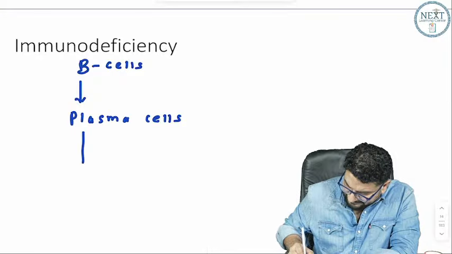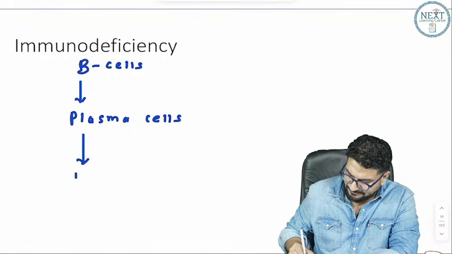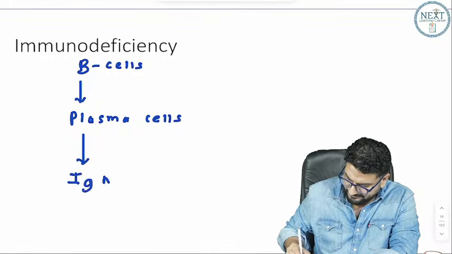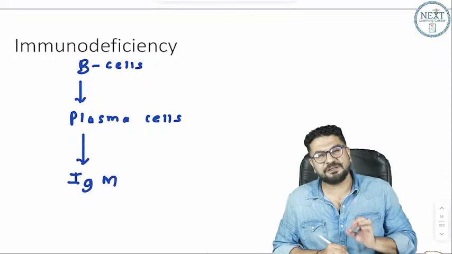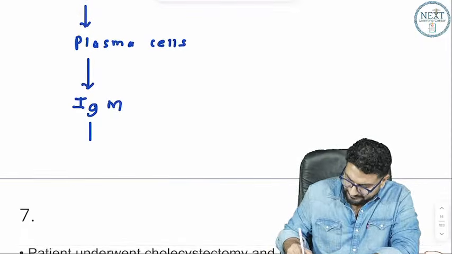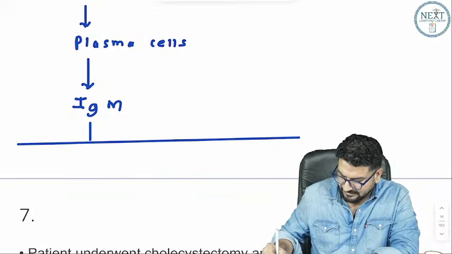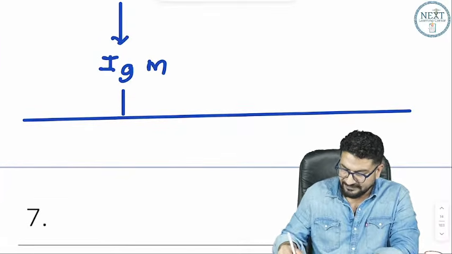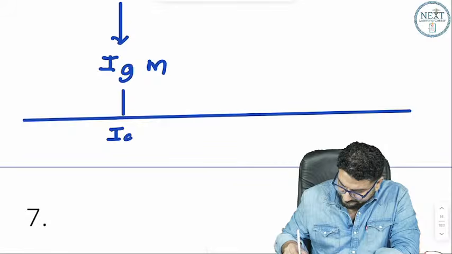They will convert into plasma cells. Then plasma cells will produce immunoglobulin. That immunoglobulin is IgM. So the first immunoglobulin produced is IgM. This IgM, understand, will convert into different antibodies depending on the need. Suppose the body does not need anything else, it remains IgM.